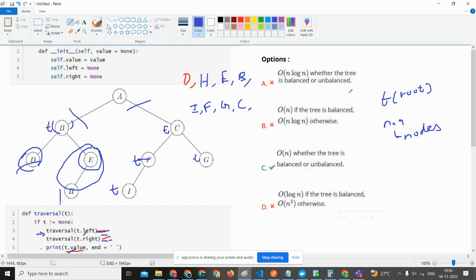What is this traversal function doing? Can you tell me what this traversal function has done? It has printed all the nodes, right? In some different order, it has printed all the nodes. No node is missing. Yeah, I forgot to print A.